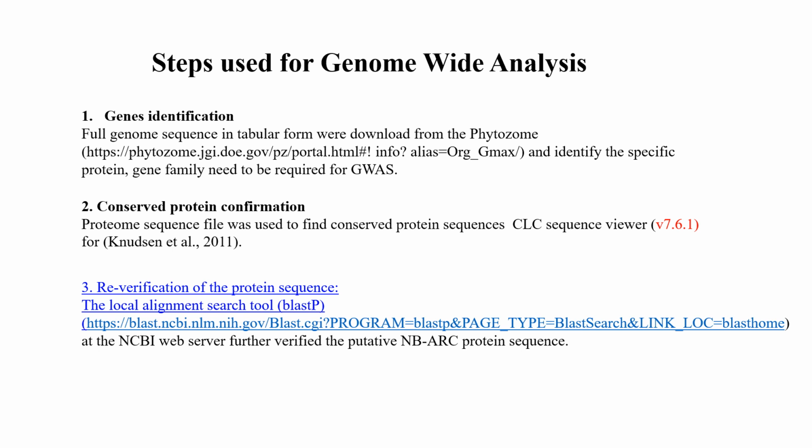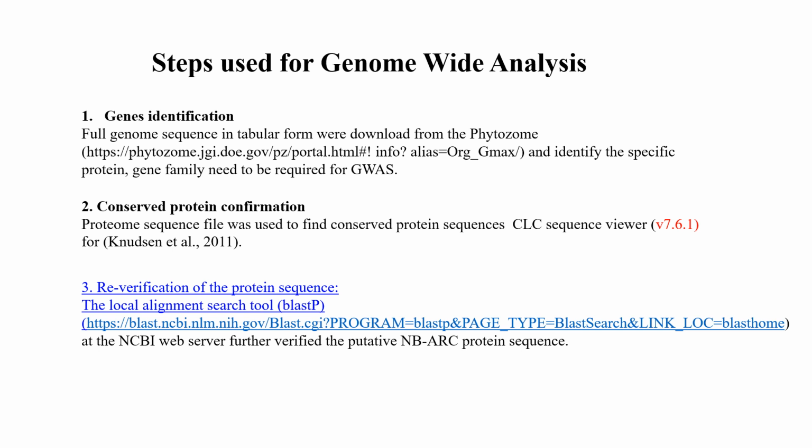From the genome, we should download the data from NCBI as well as Phytozome. Phytozome and NCBI provide the full genome in tabular form. In this case, you have all the information of all the proteins: the accession numbers, the size of the protein, the PI value, the weight of the protein. All these things you can find from the tabular genome data.